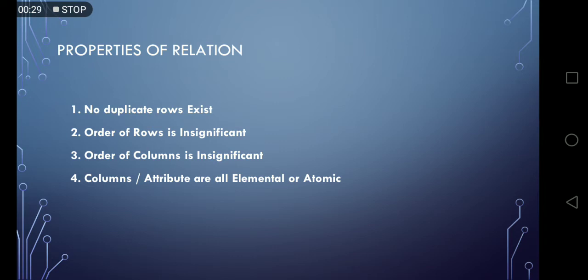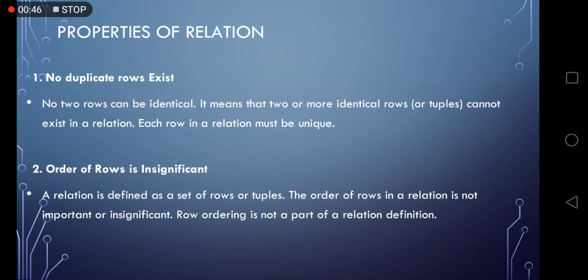First property is no duplicate row exists. Second is order of rows is insignificant. Third is order of columns is insignificant. Fourth property is columns or attributes are elemental or atomic. Now we will discuss these properties in detail.